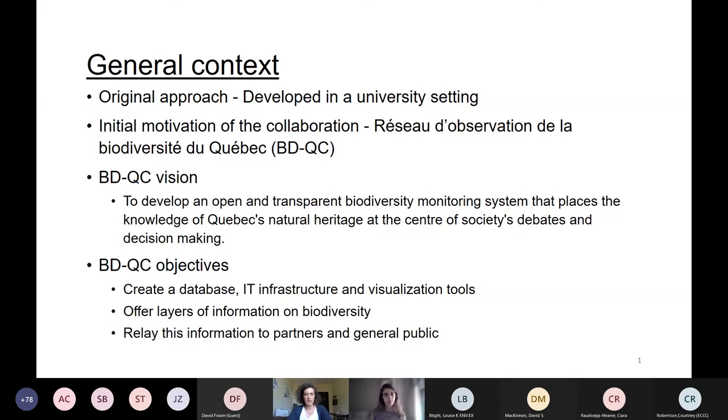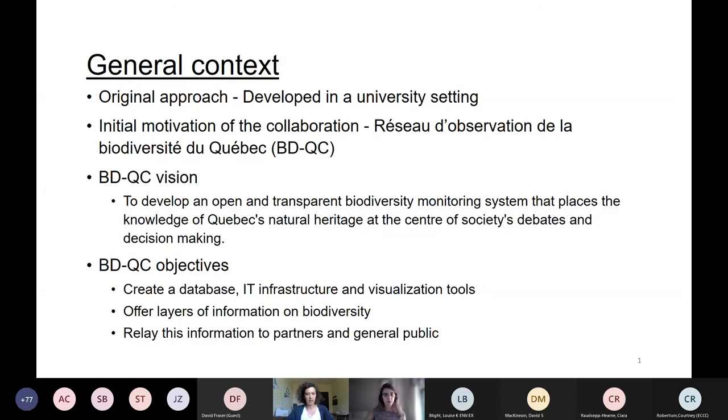This project aims at documenting the state of biodiversity and its change in real time. So it is creating a database about biodiversity data, an IT infrastructure, and visualization tools.